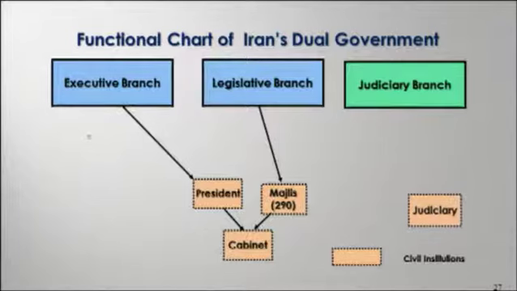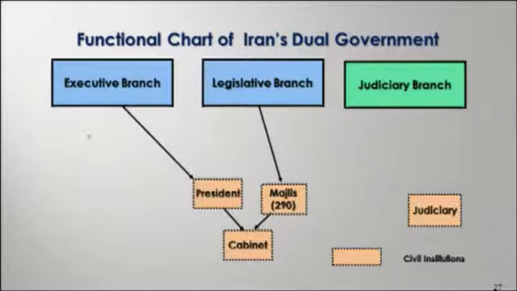Next is the judiciary. And the judiciary in Iran has a long history of being under really clerical domination. So historically, Iran's judiciary never was truly an independent branch, and one that was immune from political influence. Until the early 20th century, it was controlled by the clergy.